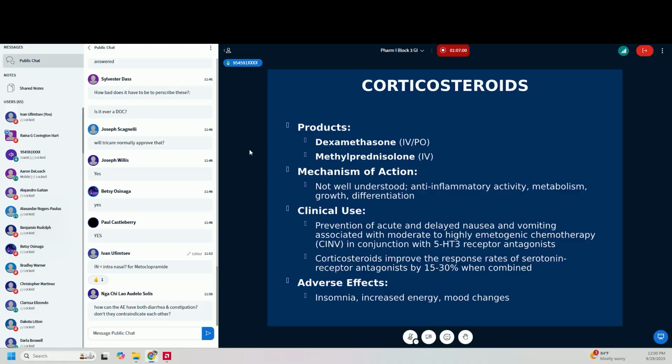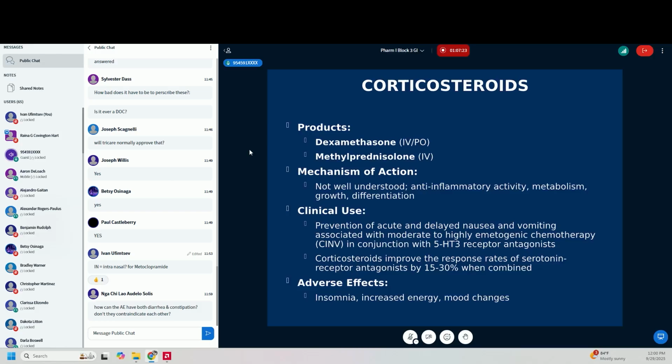So you'll see that sometimes we have these paradoxical types of adverse effects. Like, hey, I can increase your energy, which means that you're going to have insomnia, right? But I can also make it to where you have mood disturbances and you're kind of like, I'm just out of it. Like, I don't want to deal with anything.